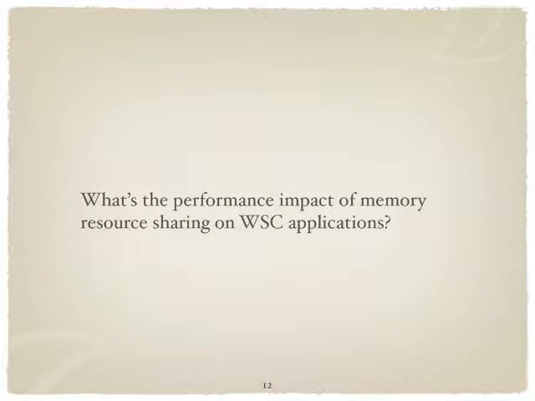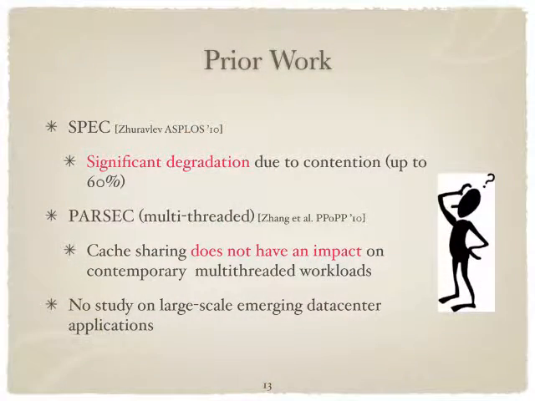So the research question of this part of the talk is, what's the performance impact of the thread-to-core mapping and the memory resource sharing on application performance, for emerging large-scale workloads that we care about, data center performance? Some of the prior work used SPEC, and they concluded there's significant performance degradation due to memory resource contention. There's a lot of work in the hardware community based on that. But there's a recent work in PPoPP 2010 that concludes that cache sharing does not matter for contemporary multi-threaded applications. So our question is, what about the large-scale emerging data center applications that we care about? What about the performance impact for those applications?